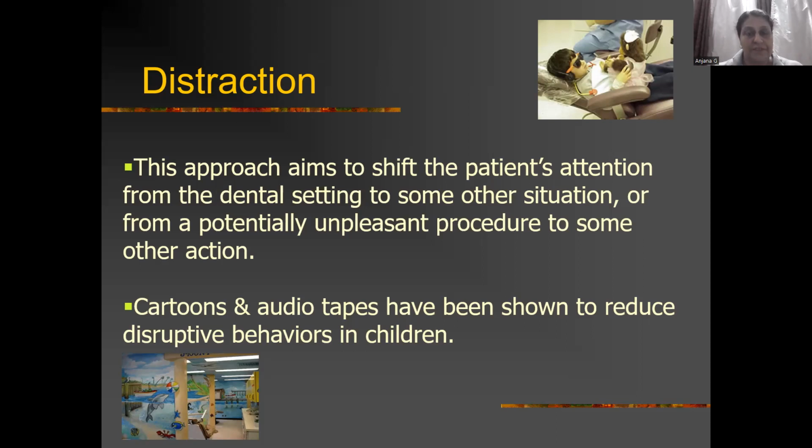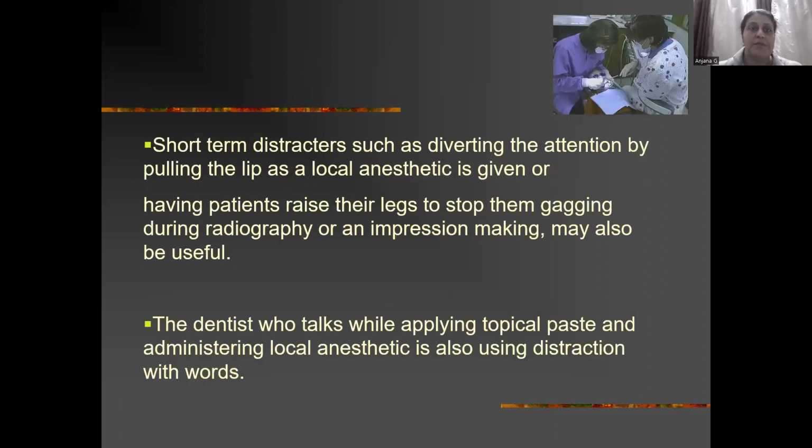You can use, nowadays with artificial intelligence, 4D goggles and stuff like that to distract the child. Anything that distracts them from the procedure that's been done on them, like you pull the cheek of the child while you're giving a local anesthesia, or while the alginate impression is inside the mouth, you ask the patient to lift their legs, something to distract them from the procedure that is being done in their mouth. Short-term distractors such as diverting the attention by pulling the lip as the local anesthetic is given, or having the patient raise their legs to stop them from gagging during radiography or impression making may also be useful. The dentist who talks while applying topical paste and administering local anesthetic is also using a distraction with words.